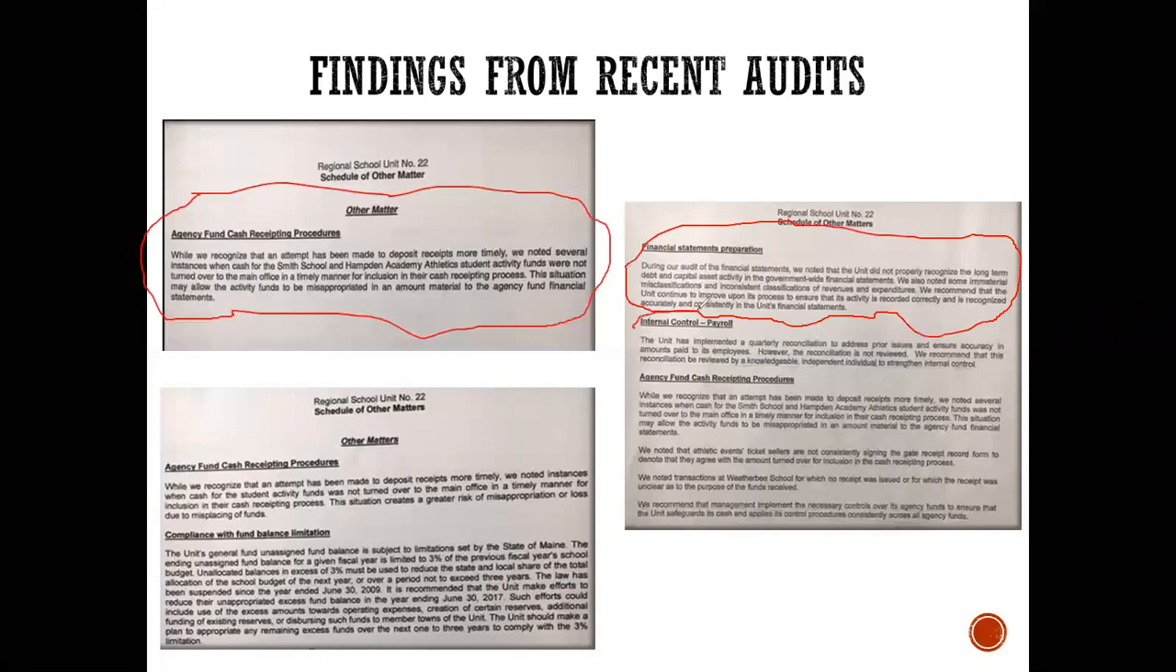Now we also have payroll. So remember when we were talking about the VZ agreement, some of us had some questions about payroll, benefits and stipends, etc. Who was getting them, who wasn't, how benefits were being paid. The unit has implemented a quarterly reconciliation to address prior issues and ensure accuracy in amounts paid to its employees. However, the reconciliation is not reviewed. We recommend that this reconciliation be reviewed by a knowledgeable, independent individual to strengthen internal control.